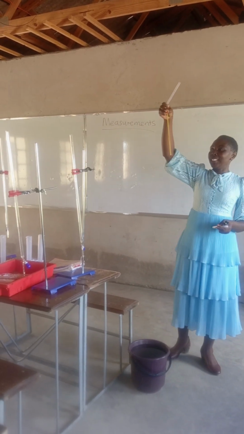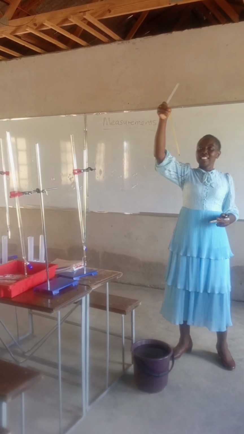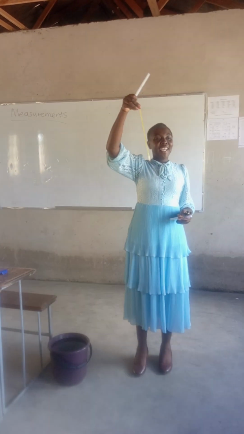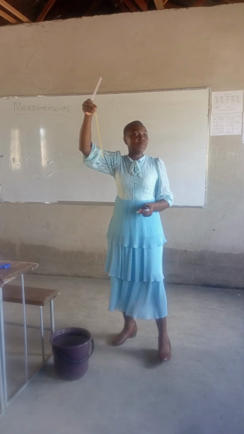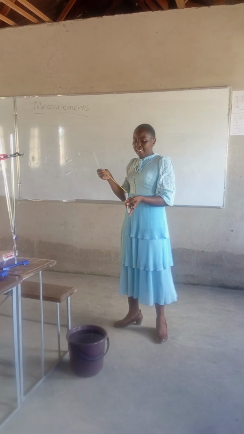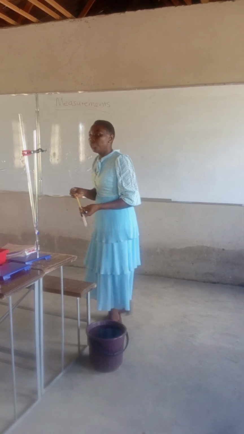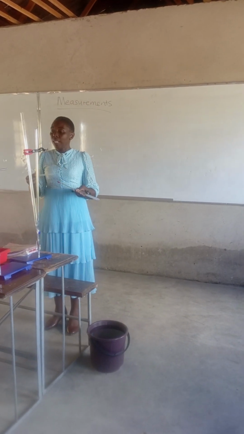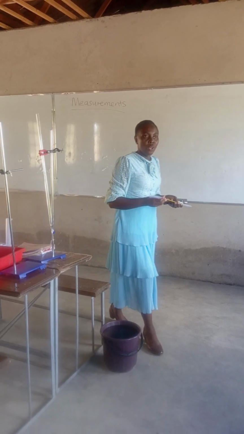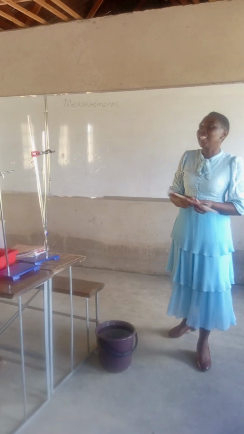And we have this instrument here. What is this instrument? Thermometer. A thermometer. What do we use a thermometer for? Measuring temperature. There are two types of thermometers. Do we know the two types of thermometers that we have?